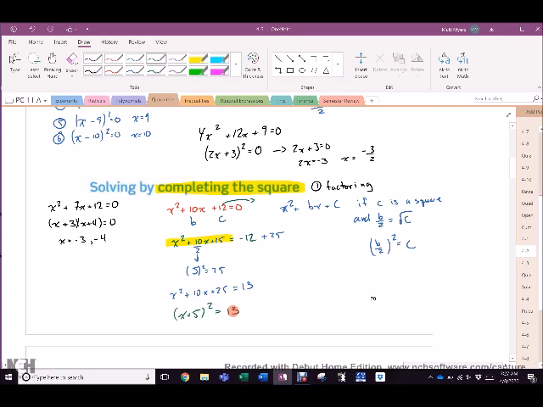Now, you all remember from our radical equations that if I had the square root of x equals 3, you could square both sides, right? And x would equal 9. Well, in this equation, I have a square. So what do I do? I get rid of the squared by taking the square root. So now I have x plus 5 equals the square root of 13. Isolate x like I always do. Negative 5 plus the square root of 13. And then you're done.